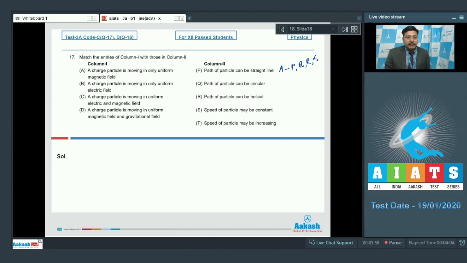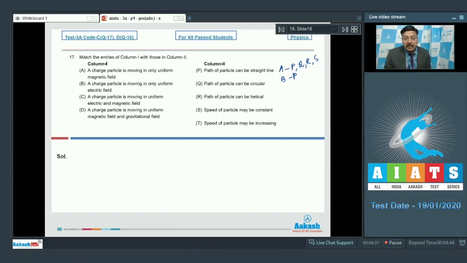Let's now look at entry B in column 1, which says a charged particle is moving in only uniform electric field. Well, if a charged particle is moving in only a uniform electric field, that means there is no other field in that area. So in that case path of particle can be a straight line. Well, it will be true if the velocity of particle is either parallel or anti-parallel to the uniform electric field. In that case path of particle will be a straight line.